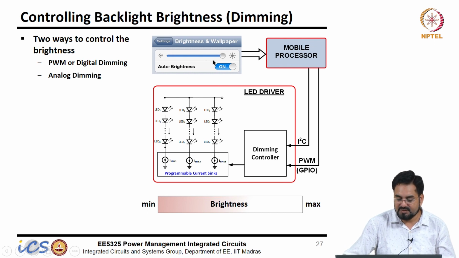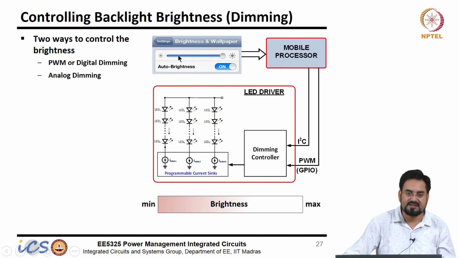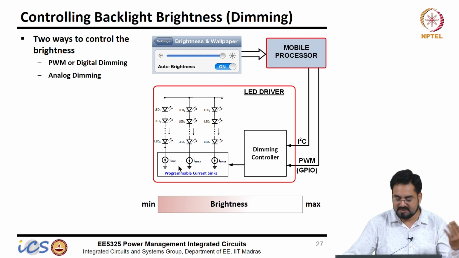So what happens, on your menu, if you open the settings, you will see this brightness control on the slider. As you move it to the right hand side, the brightness will increase, and when you move it to the left hand side, the brightness will be reduced. All this, from your application layer, the command is sent to the mobile processor, and the mobile processor sends this command to the dimming controller, which is part of your PMIC, the LED driver we call, and that does nothing but control this current, and that is how the brightness of the screen is controlled.